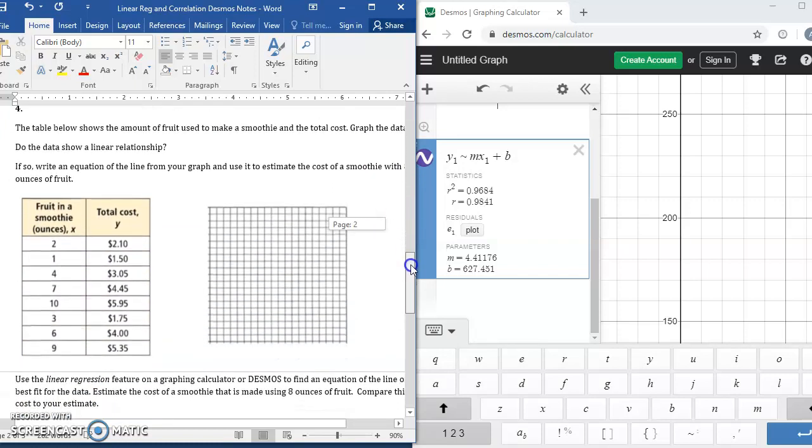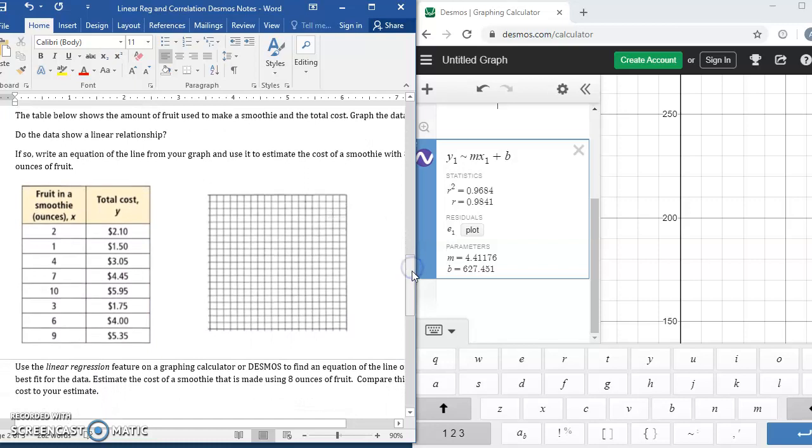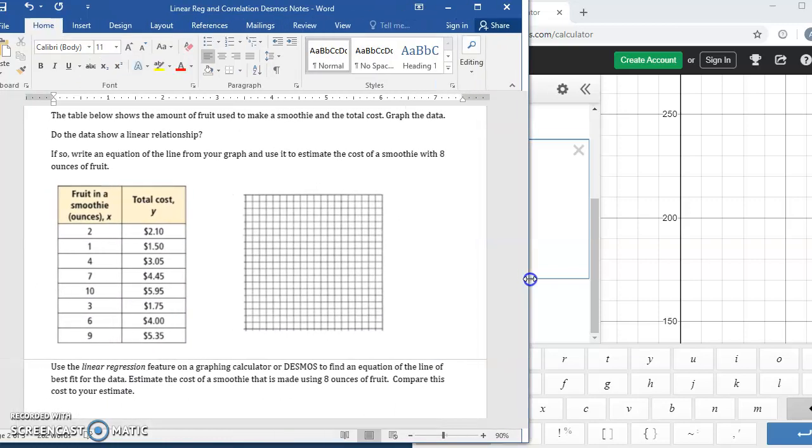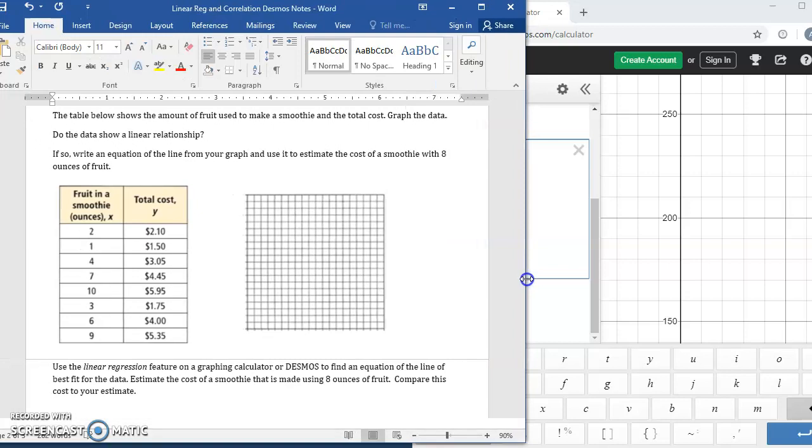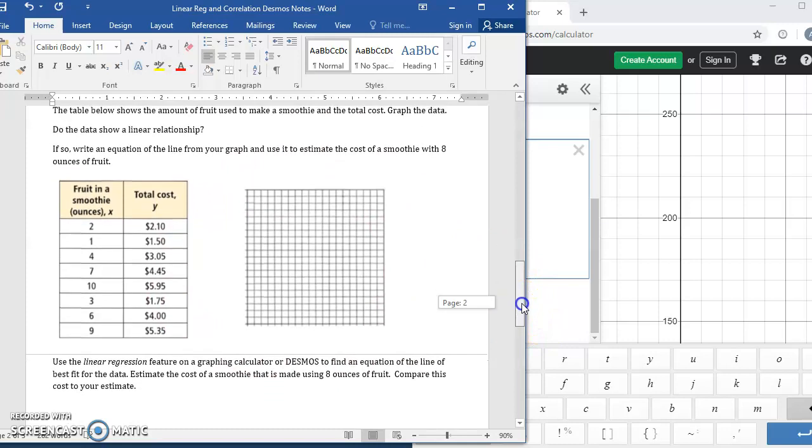All right, I would like you to try this next question using Desmos. On your note sheet, if you had that printed, if you don't have it printed, you could still answer it. You just may want a piece of graph paper handy or sketch a graph. You're going to sketch this data using a scatter plot. And you are going to use the linear regression model either on the graphing calculator or on Desmos to find the line of best fit and then estimate the cost for a smoothie using 8 ounces of fruit. And then I would like you to compare it to the estimate from your graph.